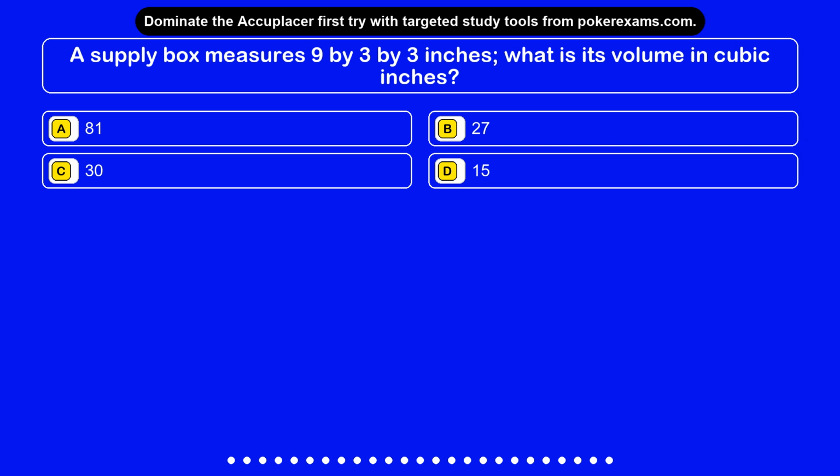Question 12. A supply box measures 9 by 3 by 3 inches. What is its volume in cubic inches? Option A, 81. Option B, 27. Option C, 30. Option D, 15.